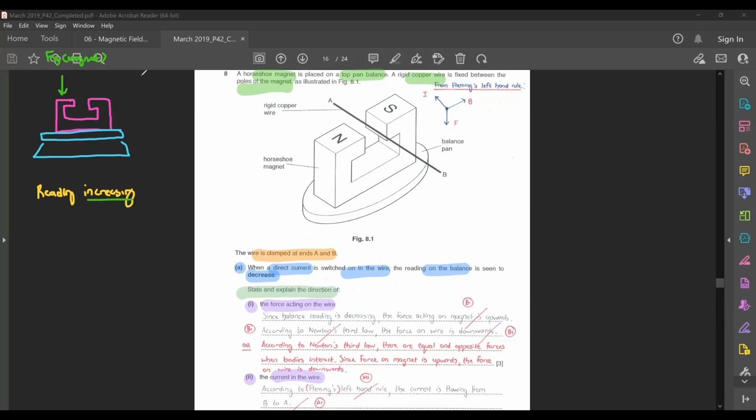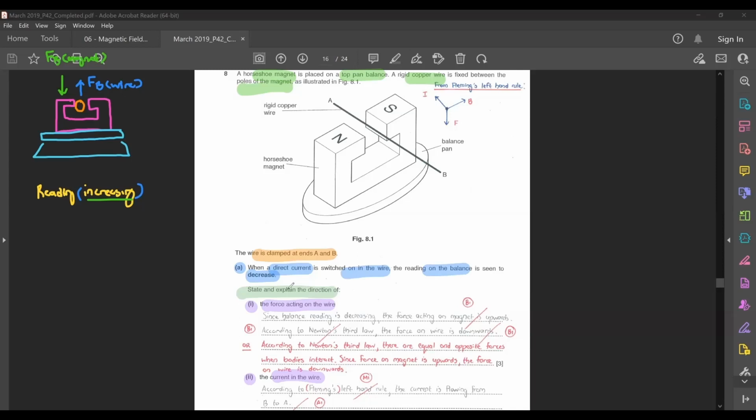But in your current case, there's actually two separate objects to consider, the magnet as well as the wire. So the wire is actually in the middle right over here. So if you already know that the force acting on the magnet is downwards, it follows that the force acting on the wire must be upwards now, because this must be following Newton's third law, which states that when two objects interact, they will be equal and opposite forces exerted. Okay, so in your case, when reading increases, the force on the wire must be upwards now.